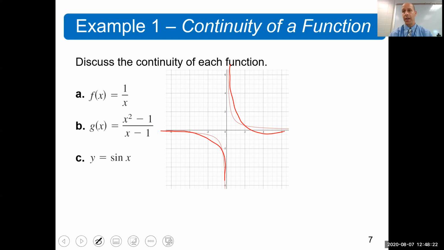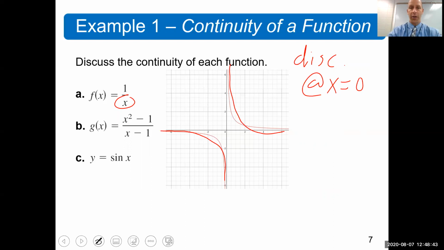This function's continuous, except it is discontinuous at x equals 0. And that should kind of make sense because if you plug a 0 in there, you're going to get 1 over 0. Now, is this discontinuity removable or non-removable? Well, let me ask you a question. Can you somehow magically put a point in there to fix it? The answer is no. So this is a non-removable discontinuity.